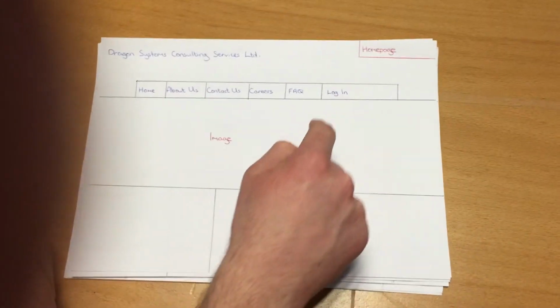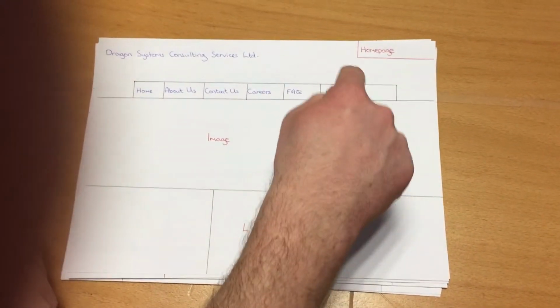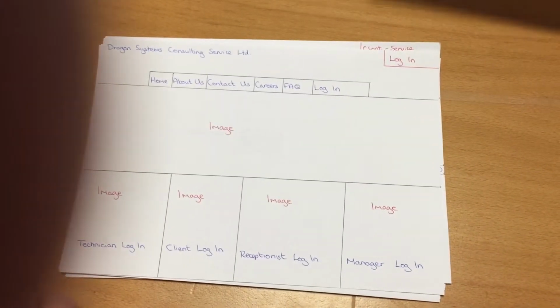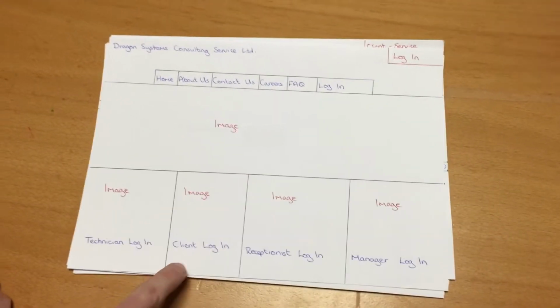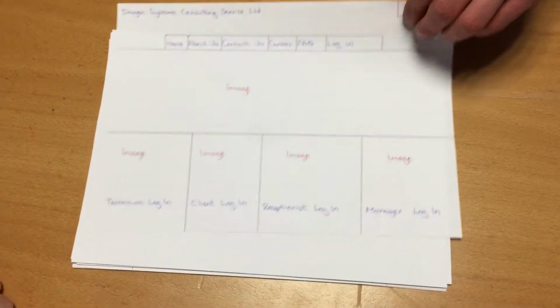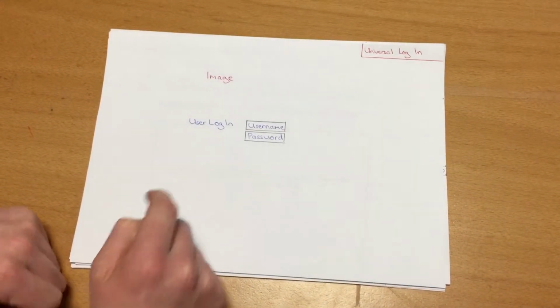So first we're going to go into the login page. This is the home page. Now we're going to go to the login. Now we want to first log in as a client. Type in the username and the password.